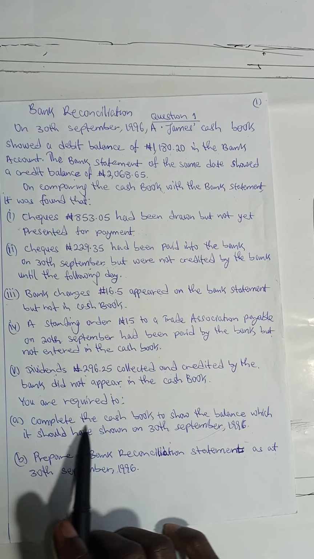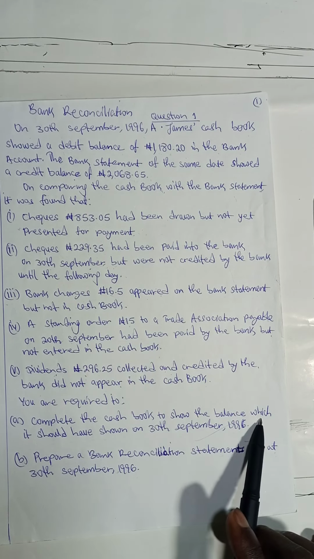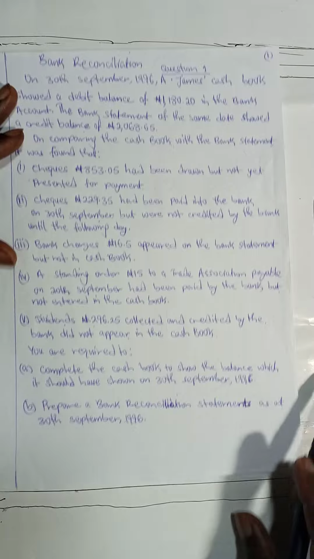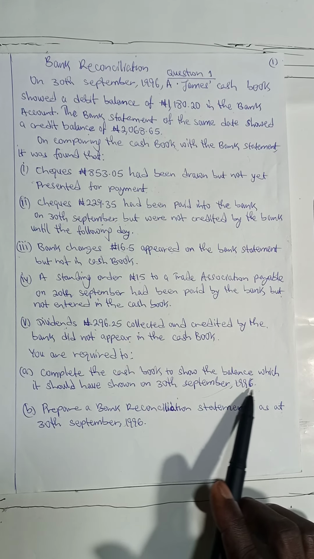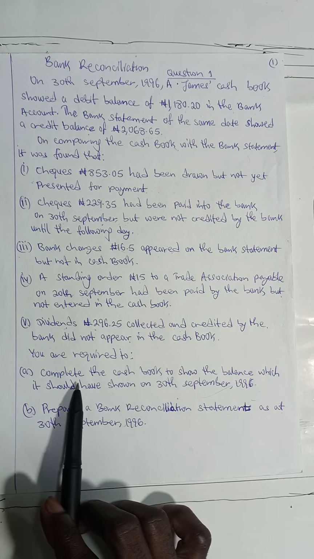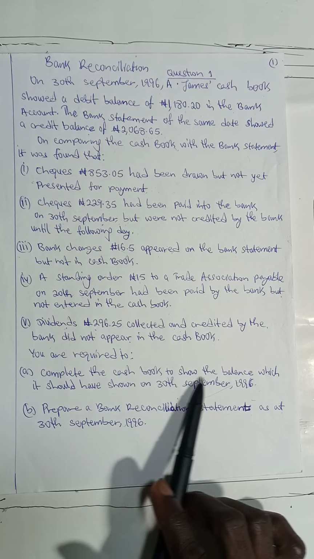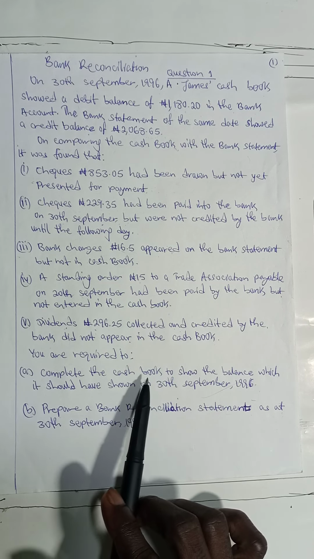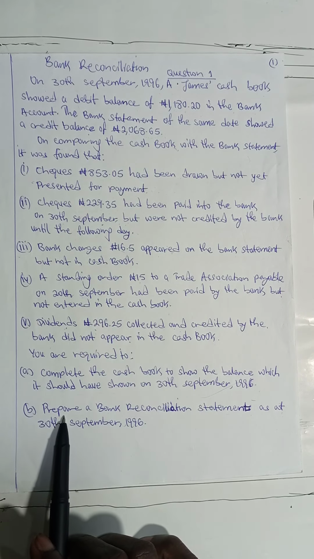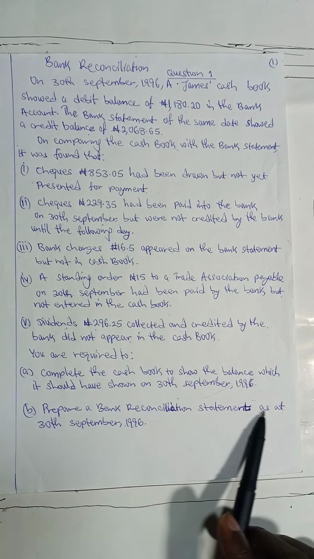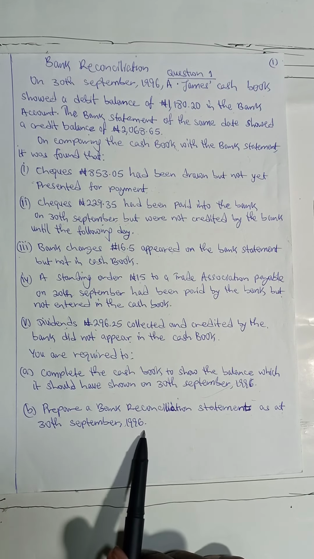So let's quickly look at the question. It says complete the cash book to show the balance which it should have shown on 30th September 1996. So we are required to prepare an adjusted cash book, that is, an updated cash book. The second question says prepare a bank reconciliation statement as at 30th September 1996.